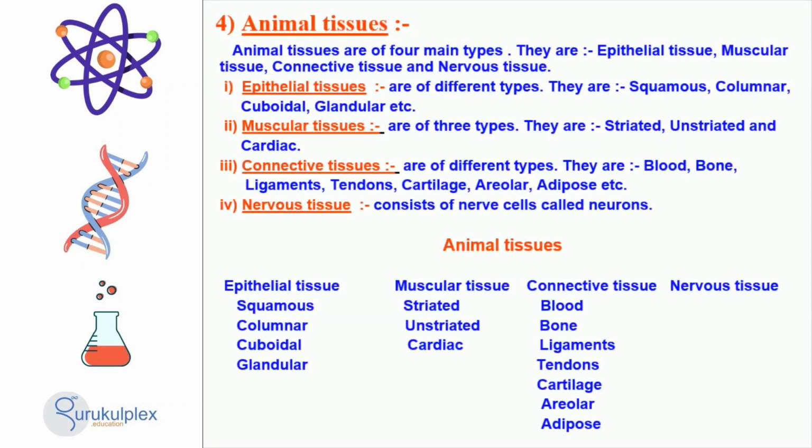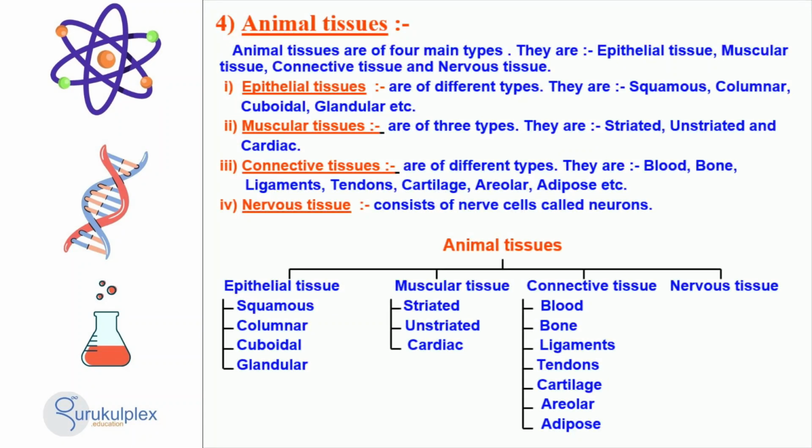In terms of animal tissues, there are four main types: epithelial, muscular, connective and nervous. Epithelial tissue can be divided into squamous, columnar, cuboidal, and glandular. Muscular tissues, meanwhile, can be divided into striated, unstriated, and cardiac. Connective tissues are further broken down into blood, bone, ligaments, tendons, cartilage, areolar, and adipose, while nervous tissues are composed of nerve cells or neurons.